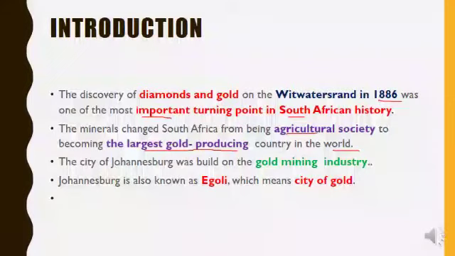The city of Johannesburg was built on the gold mining industry. So where Johannesburg is situated today, it was the mining gold. It was where gold was being mined. Johannesburg is also known as Egoli, which means city of gold. The reason why they call it that is that the area was full of gold, or it was a gold mining area.